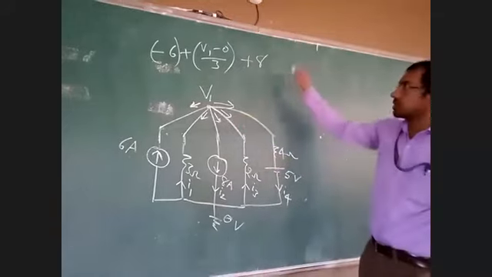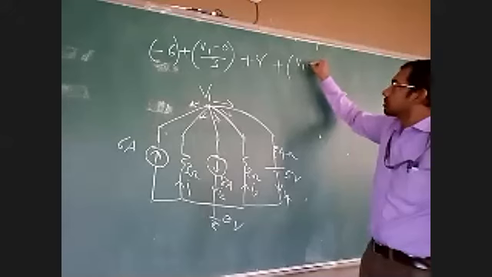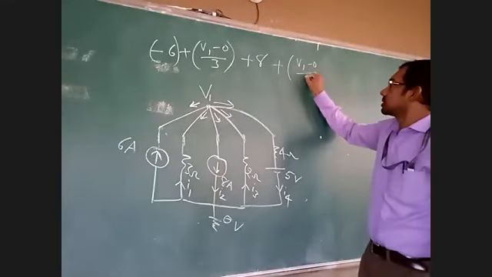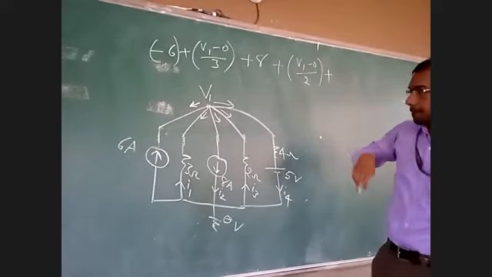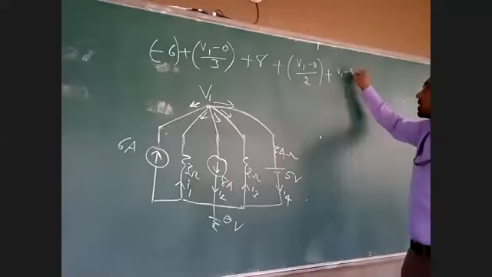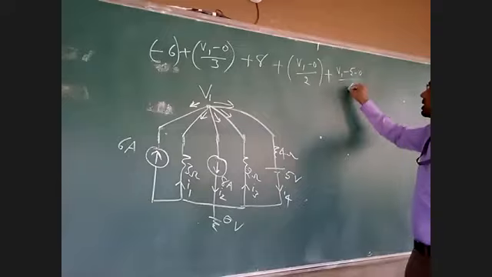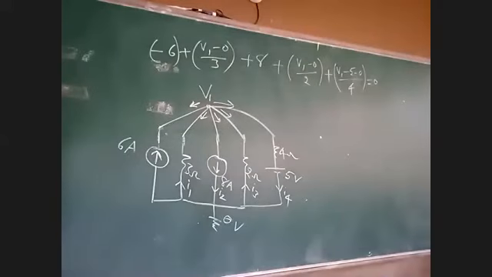Next, what is the next one? V1 minus 0 by 2. Plus, V1 minus 5 by 4, minus 0 by 4. Okay. Now simplify this, we'll get V1.